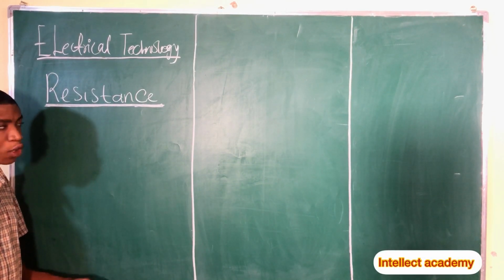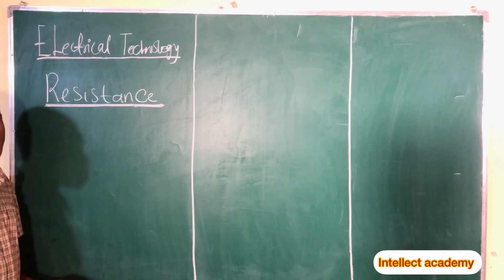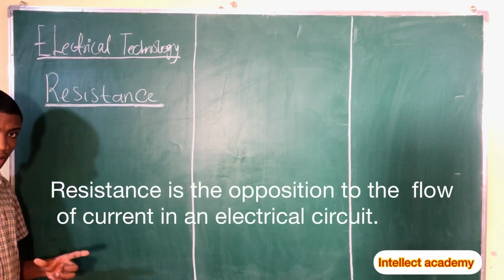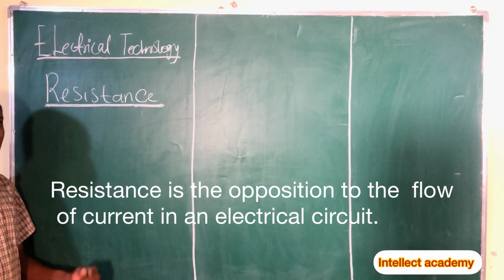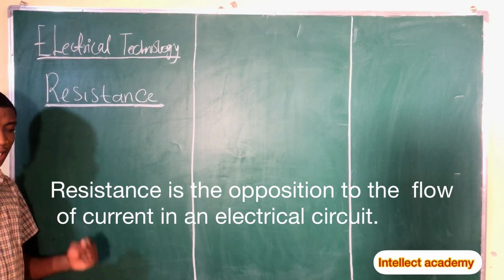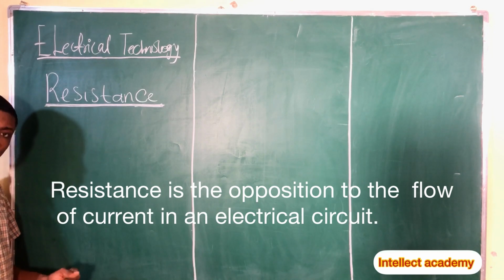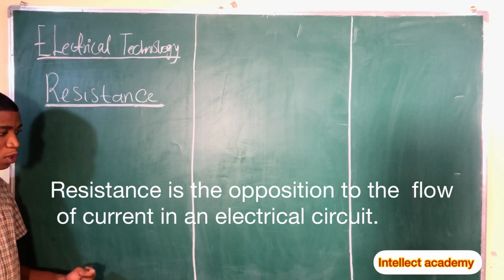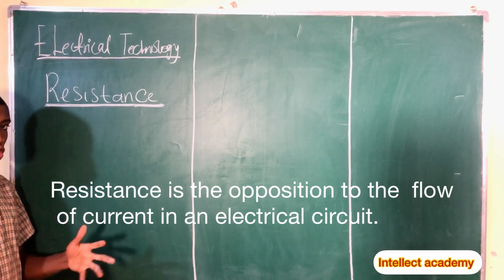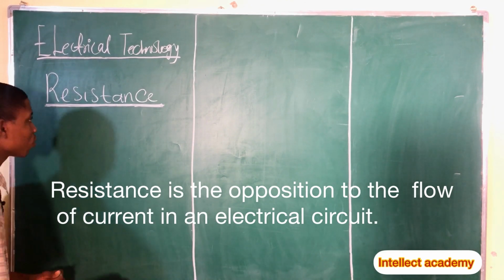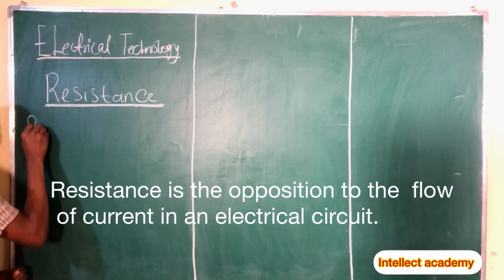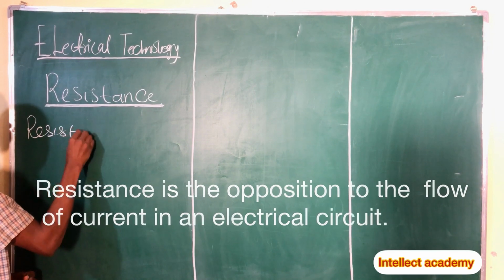Today we are going to be talking on resistance. Resistance is the opposition to the flow of current in an electrical circuit. Now, the device that is responsible for the opposition of current is called the resistor.